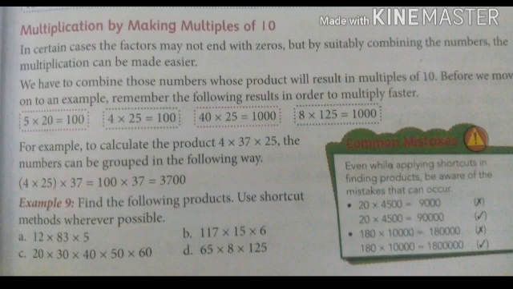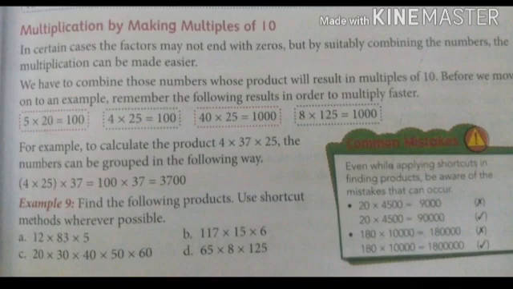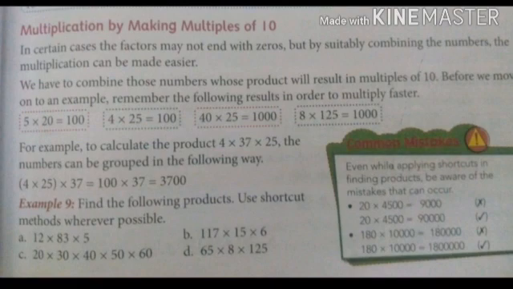For example, find the following products using shortcut methods wherever possible. To calculate the product 4 into 37 into 25, the numbers can be grouped in the following way. Here I have taken 4 into 25 as a group. Why? Because it is an easy process to take it as 100. 25 into 4 gives 100, and this 100 multiplied with 37 gives the final product 3700.